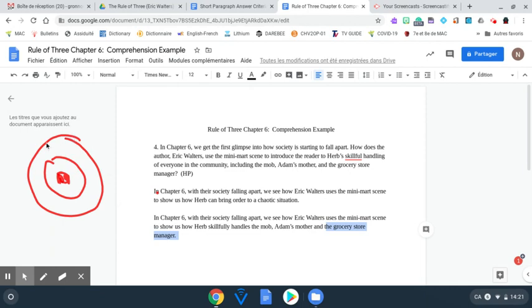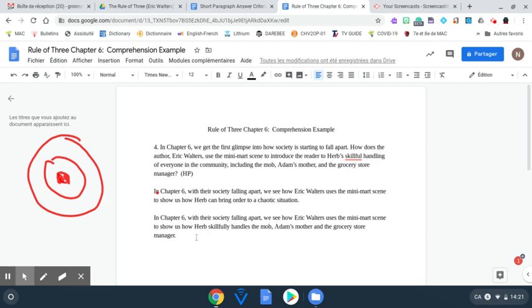This is also creating a target, which is quite pointed and direct, and I know exactly what I'm aiming at in my development. I'm going to hit the mob, the mother, and the manager. Those are the three things that I'm going to try and address in the development.